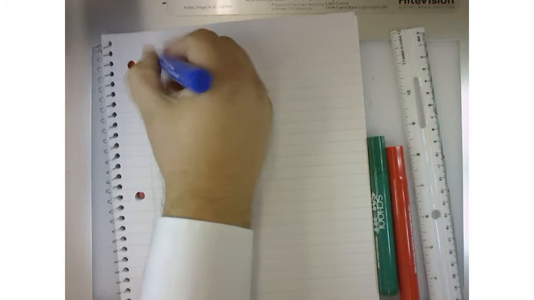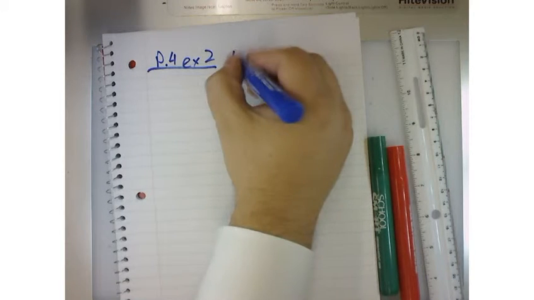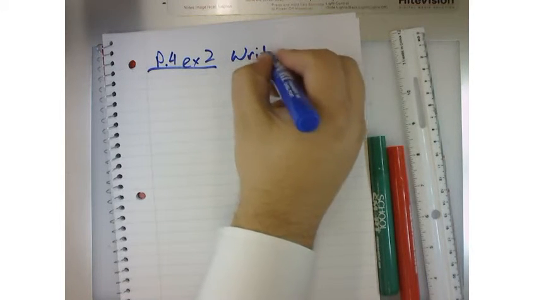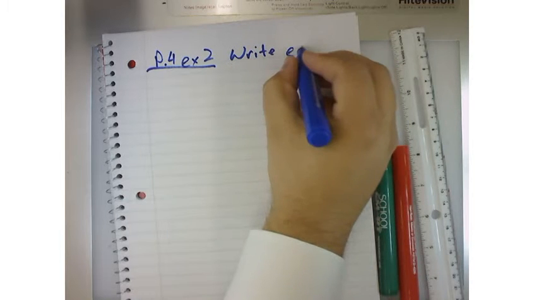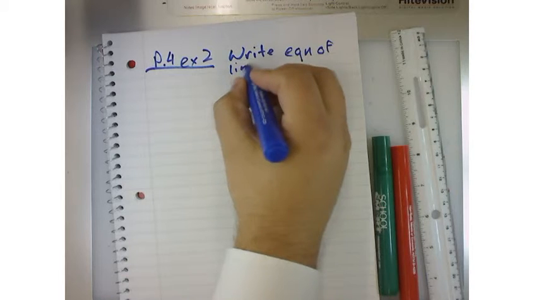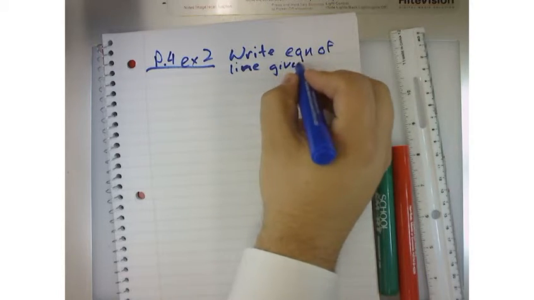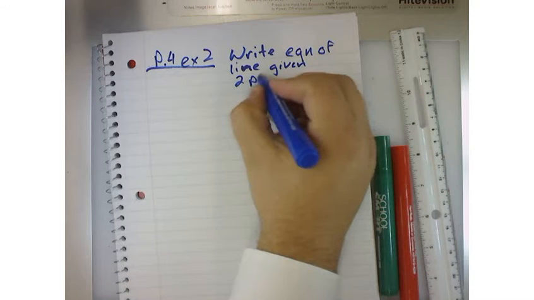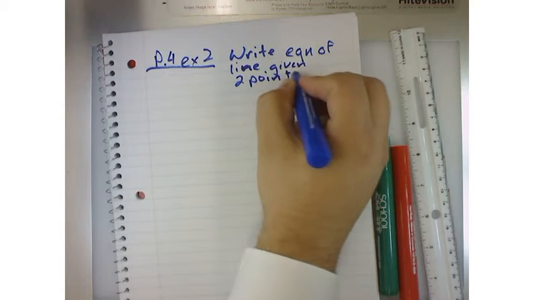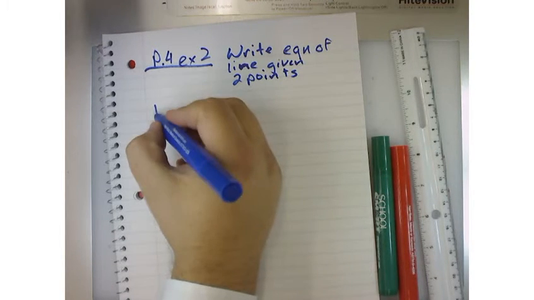So for P4, example 2, now we're going to write an equation of the line given 2 points. All right, and so there's a thing called the point slope form.